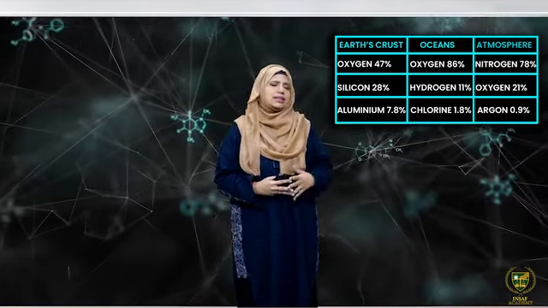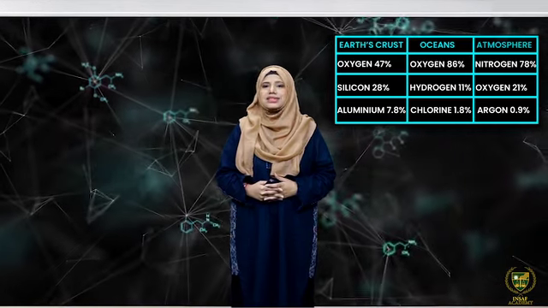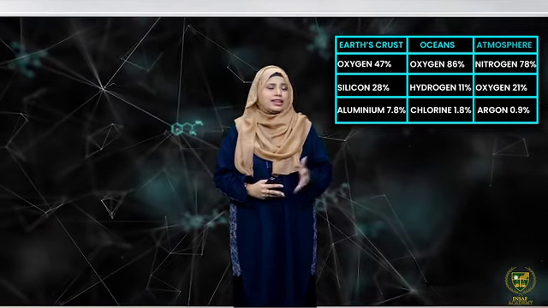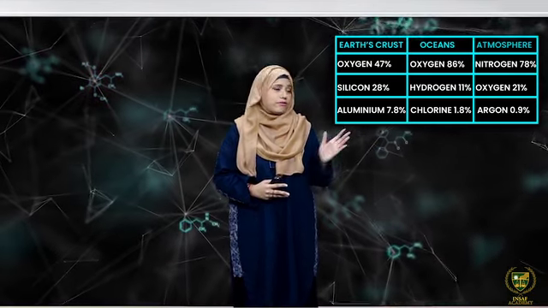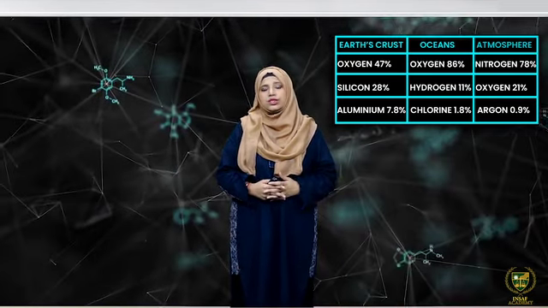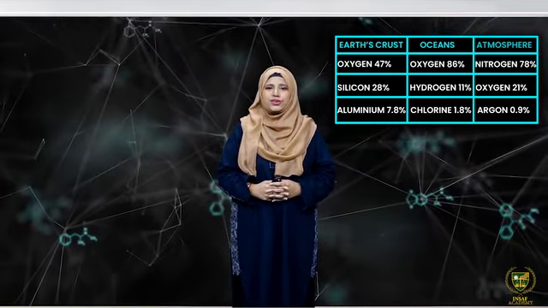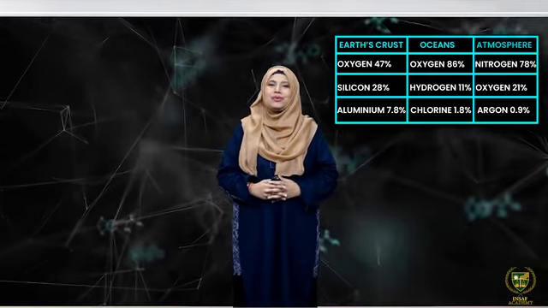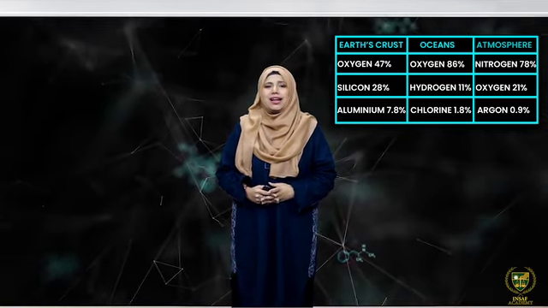Other major elements in Earth's crust are silicon 28% and aluminium 7.8%. And in oceans, apart from oxygen, we have hydrogen, which is 11%, and chlorine, which is 1.8%. In the atmosphere, after nitrogen, we have oxygen, 21%, and argon, 0.9%.